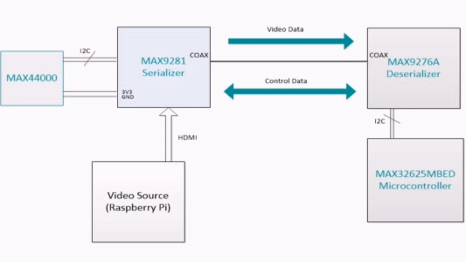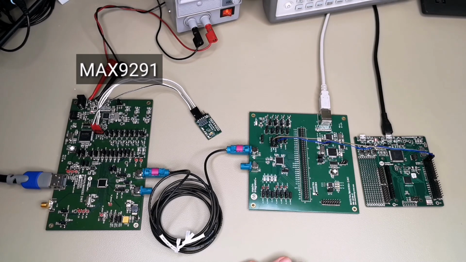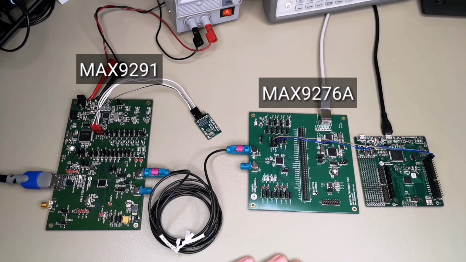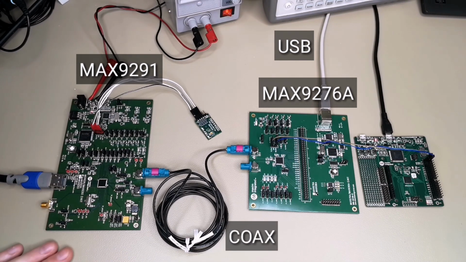The MAX44000 PMB1 ALS sensor will act as our peripheral device on our serializer side and transfer ADC data via I2C up to 400 kilobits per second. This data will transfer over the serial link to our deserializer and be read by our MAX32625 embed microcontroller. Our SerDes pair will be the MAX9291 and 9276A EV kits. The MAX9276A is connected via USB to our laptop and the EV kit software. The MAX9291 is connected via the coax serial link and powered by a 5-volt supply.